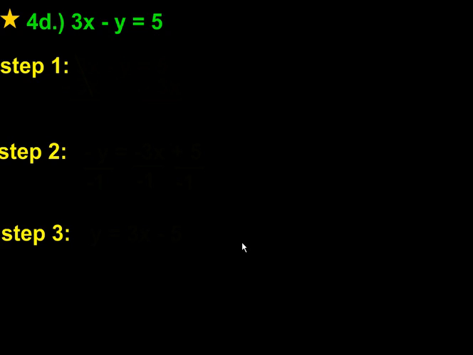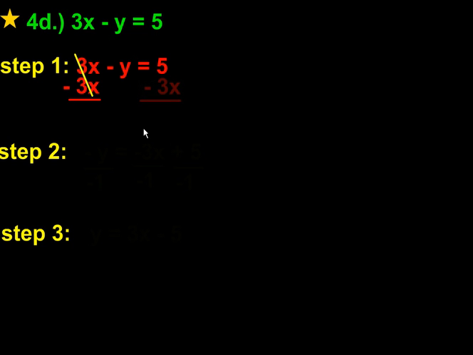And now let's take a look at 4D. 4D has 3x minus y equals 5. So we want to isolate y on one side. So let's get rid of the x on this side. So we subtract 3x from both sides.